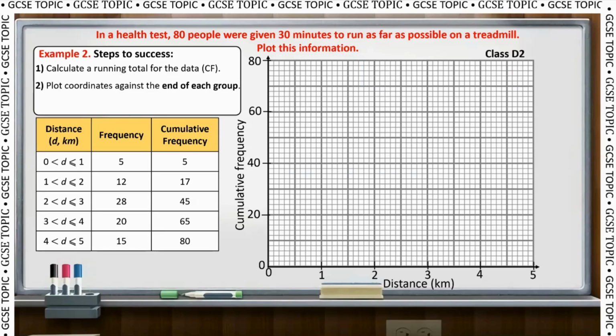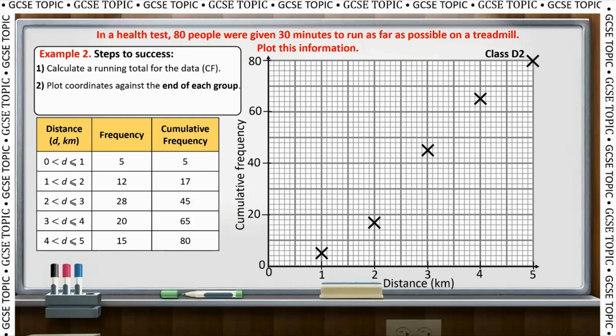So my first coordinate will be 1, 5. My second coordinate will be 2, 17. My third coordinate will be 3, 45. My fourth coordinate will be 4, 65. And my final coordinate will be 5, 80. And once my coordinates have been plotted, the second step has been completed.